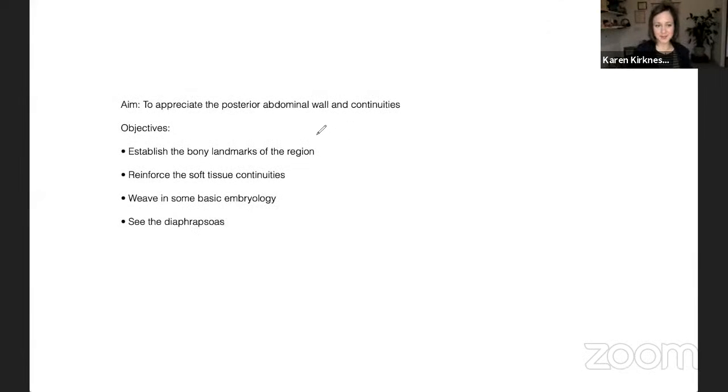Right. So to that end, none of our sessions would be complete without a specific set of aims and objectives. And in these shorter sessions, we have one aim, just to be really clear about what we're talking about. And today it's to appreciate the posterior abdominal wall and its continuities. The objectives that we hope to tick off today are to establish the bony landmarks of the region, and then see the soft tissue continuities and bring the hard and the soft together as a myofascial space. And we'll weave in some basic embryology, and we'll see what Joe has coined this term, Diaphragm Psoas.